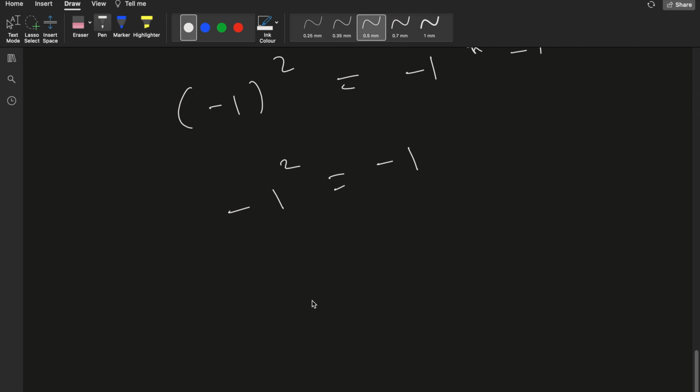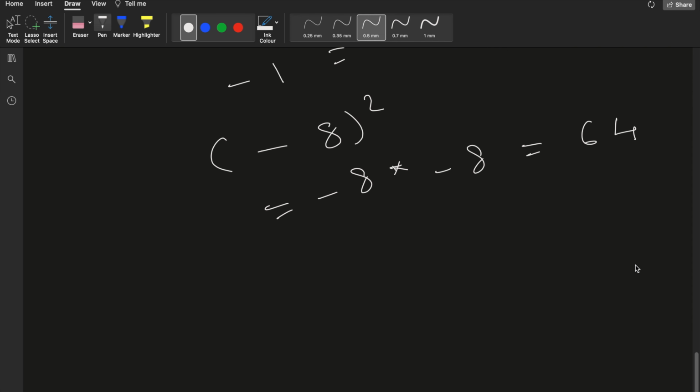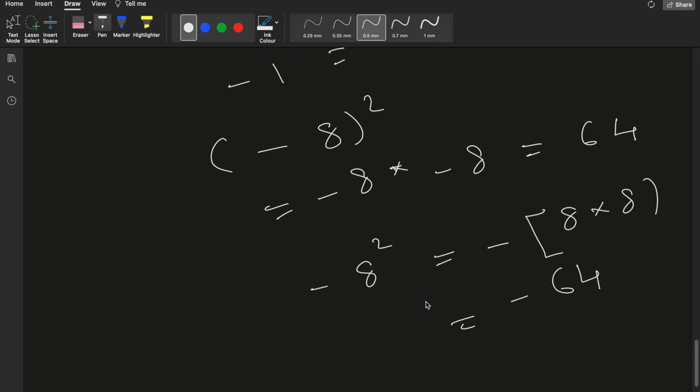Let's also take another example. Let's take minus 8 whole squared. This would be negative 8 into negative 8. That would be 64. Whereas the negative of 8 squared would be negative of 8 into 8. That would be negative 64. So these two are two different things.